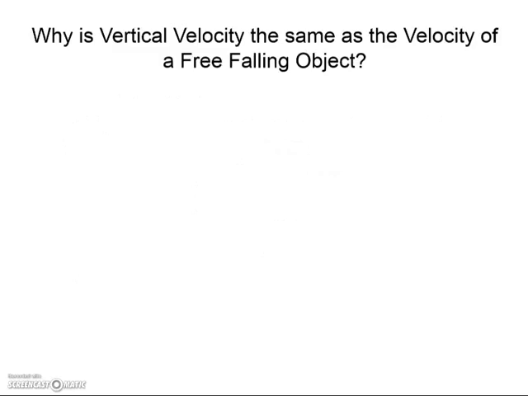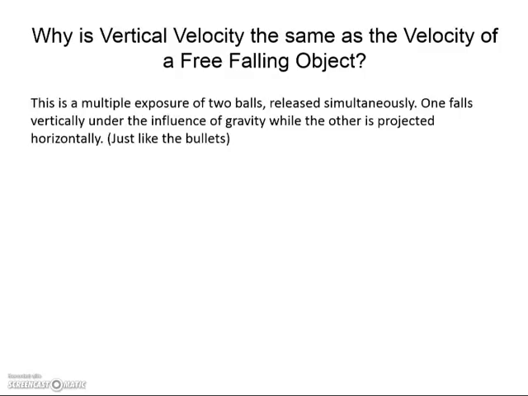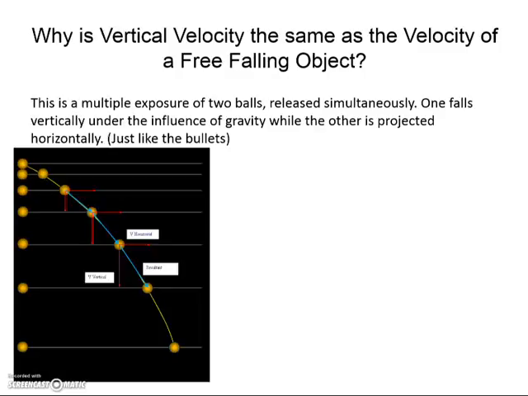So, why is the vertical velocity the same as the velocity of a free-falling object? This is a multiple exposure again of two tennis balls, pretty much in that same scenario we were talking about with the bullets. One of them is going to be dropped from hand height, and the other one would be projected in some way. This one is going to be vertically just under the influence of gravity, whereas this one's going to be thrown horizontally, almost like a bullet.